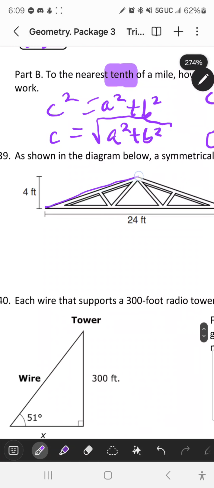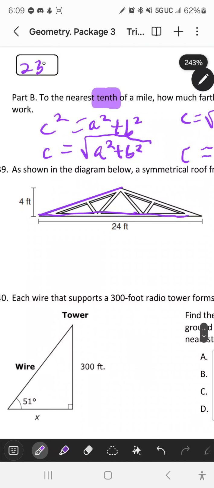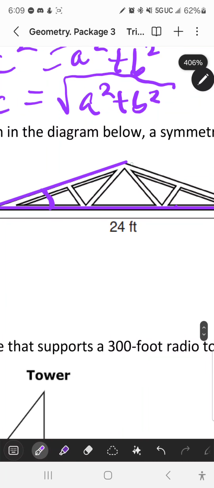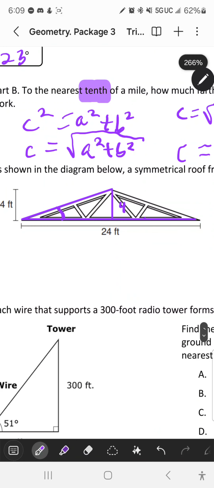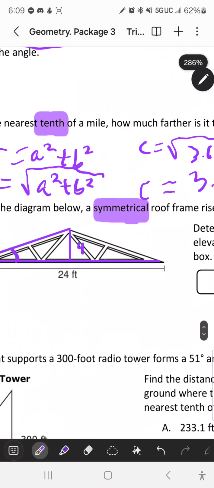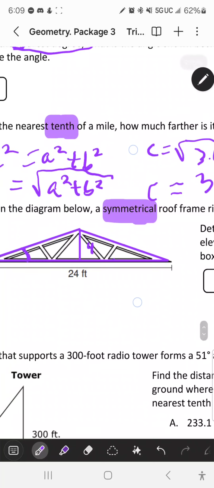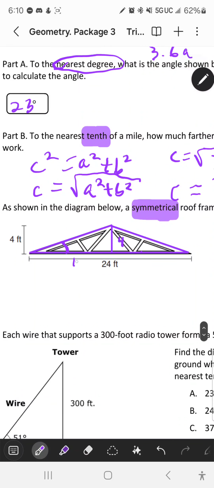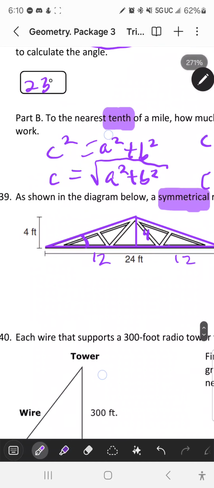I'm just trying to make it pretty. Not working. So I want to know this angle. Now we know the height is 4, so I can put here, right in the middle, I can say this is 4. And since this is symmetrical, both sides are equal. So this means that this line right here is dividing this in half. So this is 12, this is also 12.